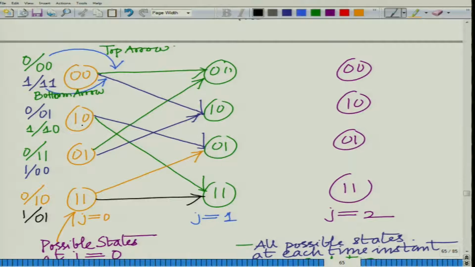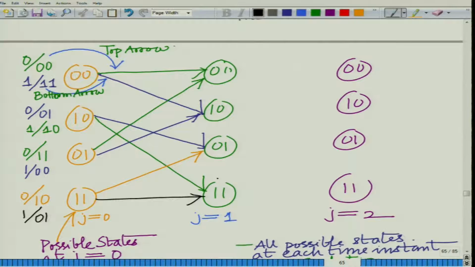For instance, in state 1 0, the top arrow indicates that on arrival of input bit 0, the output bits are 0 1 and it transitions to the state 0 1 at time instant j equal to 1.